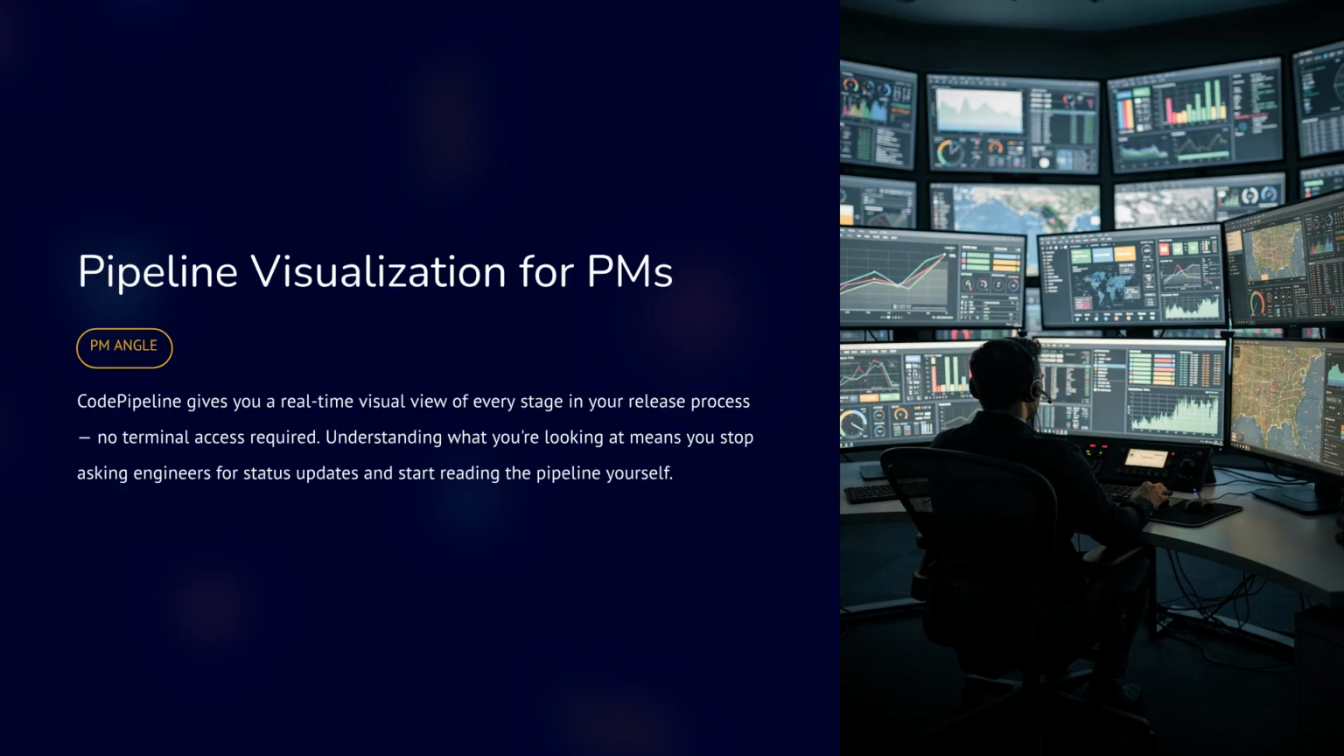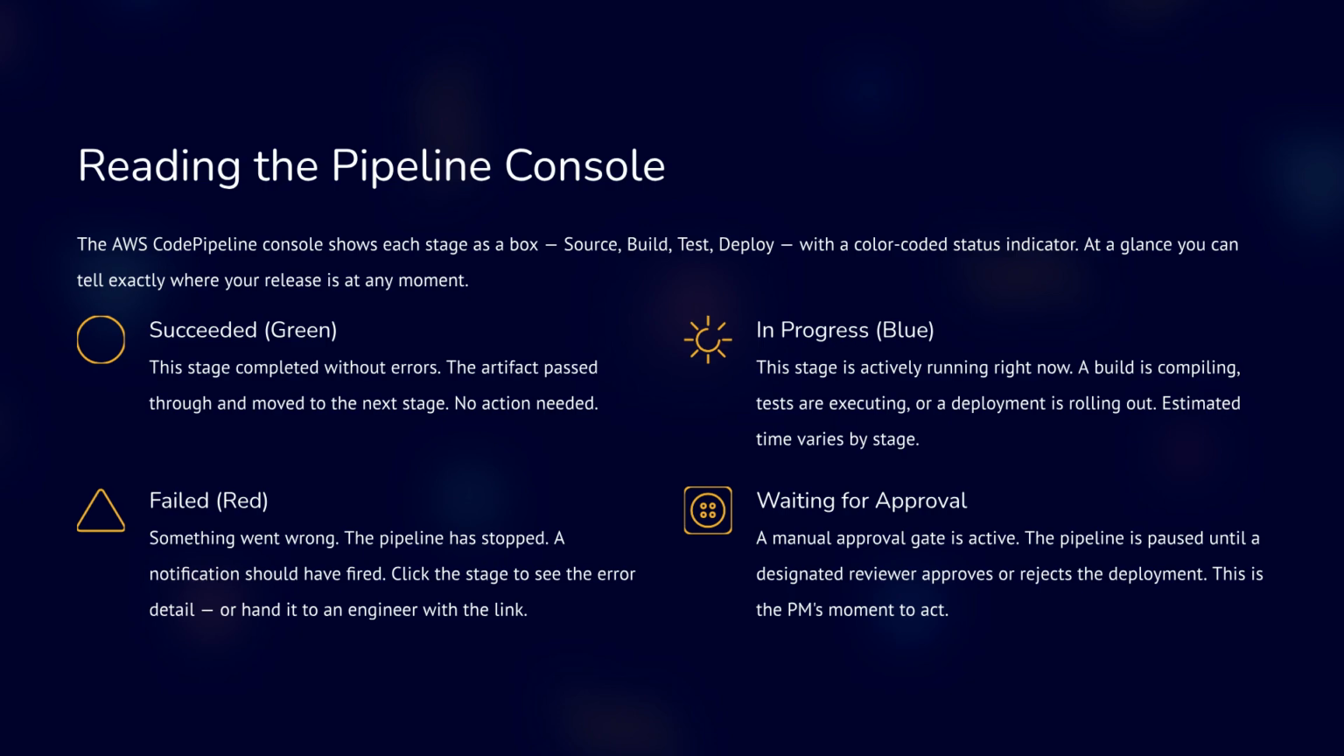CodePipeline provides a real-time visual view of every stage in the release process, which helps product managers track status without needing terminal access. Understanding the console means you can read the pipeline status yourself. The CodePipeline console uses color-coded status indicators. Green means succeeded, blue means in progress, red means failed and the pipeline has stopped, and the approval icon means it is waiting for a manual approval.